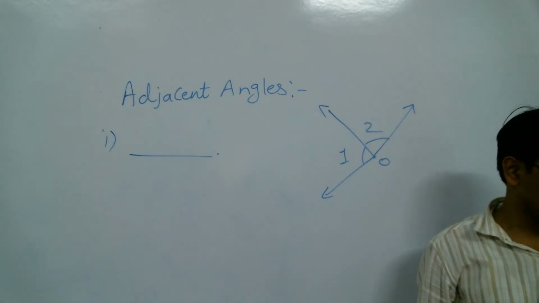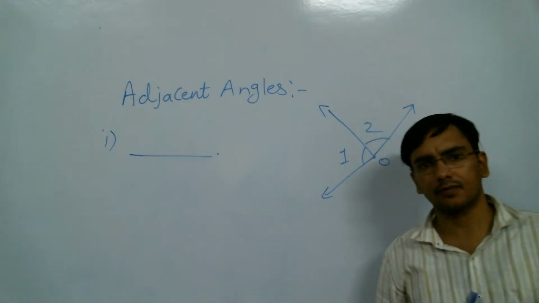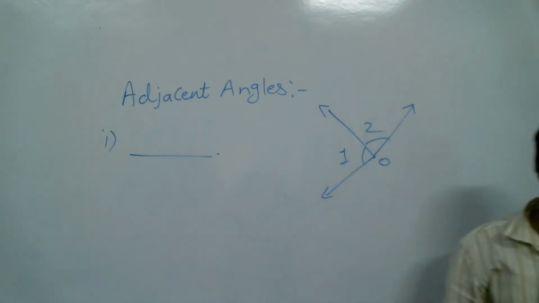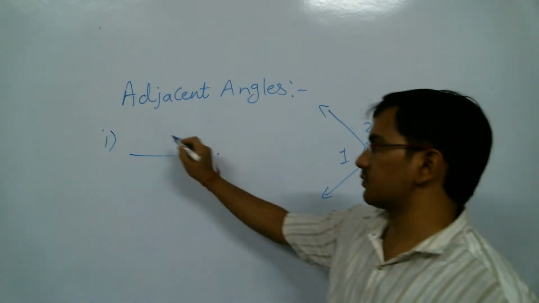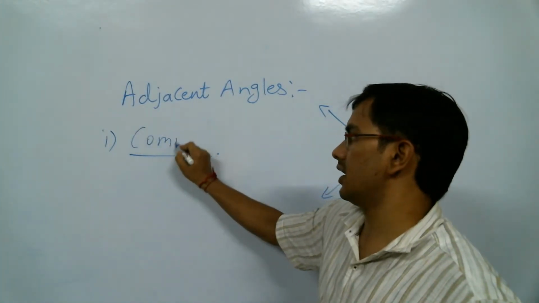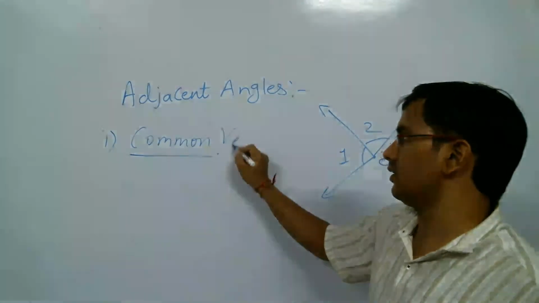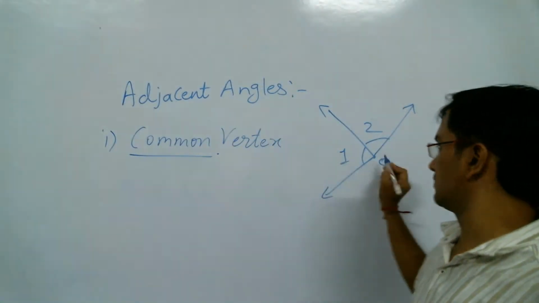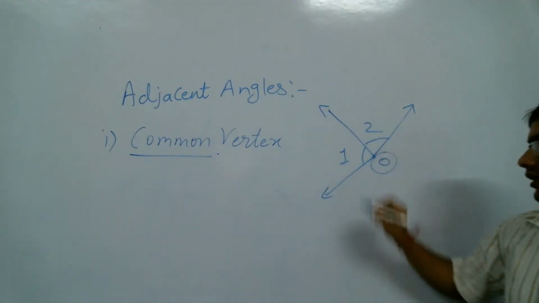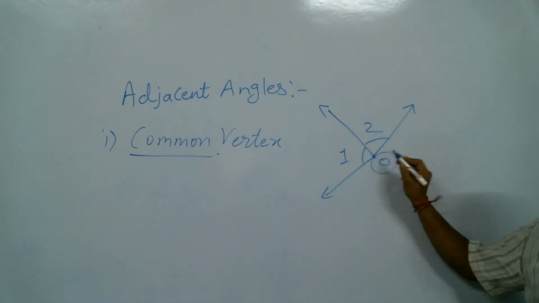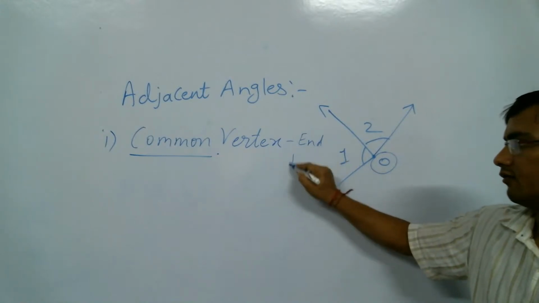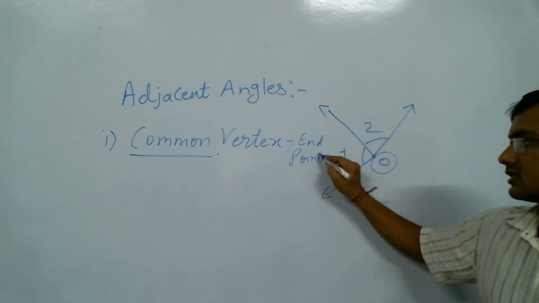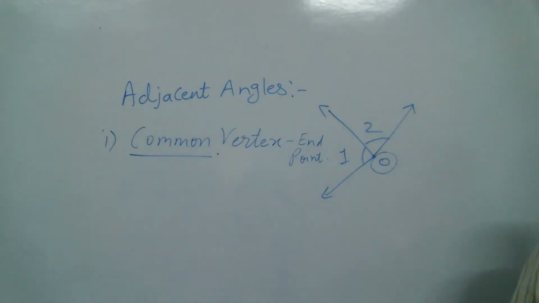Good afternoon, Manthan. Adjacent angles, first property. They have a common vertex, fine. The first property is they have a common vertex, means they have a common endpoint. This we understood, है ना? उनका एक common vertex होता है. Vertex हमको पता है. Vertex means the endpoint from where the angle starts. So they have a common vertex.